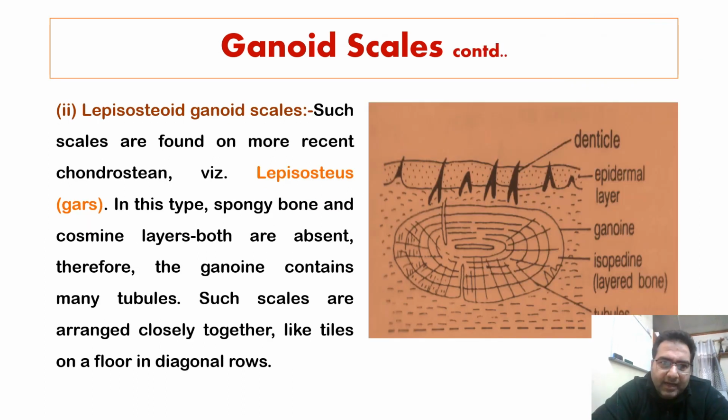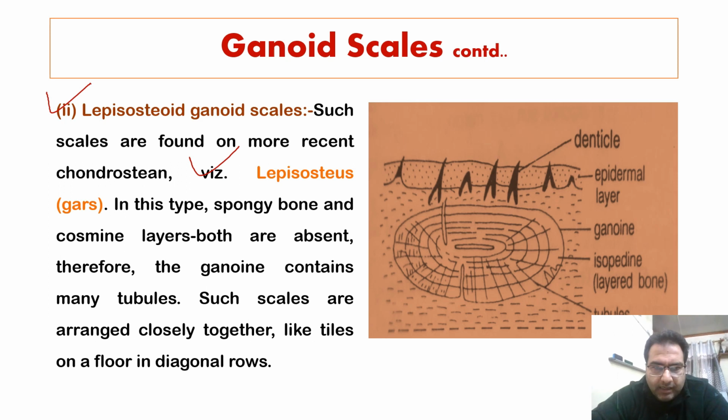Then the second category we have is the ganoid scales, which we call the lepisosteid ganoid scales. Such scales are present in the recent chondrosteans, and we have an example in the form of Lepisosteus. We call them gar fishes.